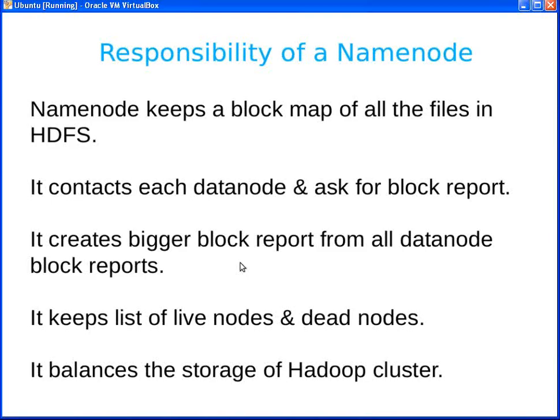Apart from maintaining this metadata and the block map, it keeps a list of live nodes and dead nodes. Yes, that's also required. Because as a user, when we are doing a read request or a write request, your Namenode is redirecting that request to a particular data node. But before the Namenode is sending any request to any data node, it must know whether that particular machine is live or dead.